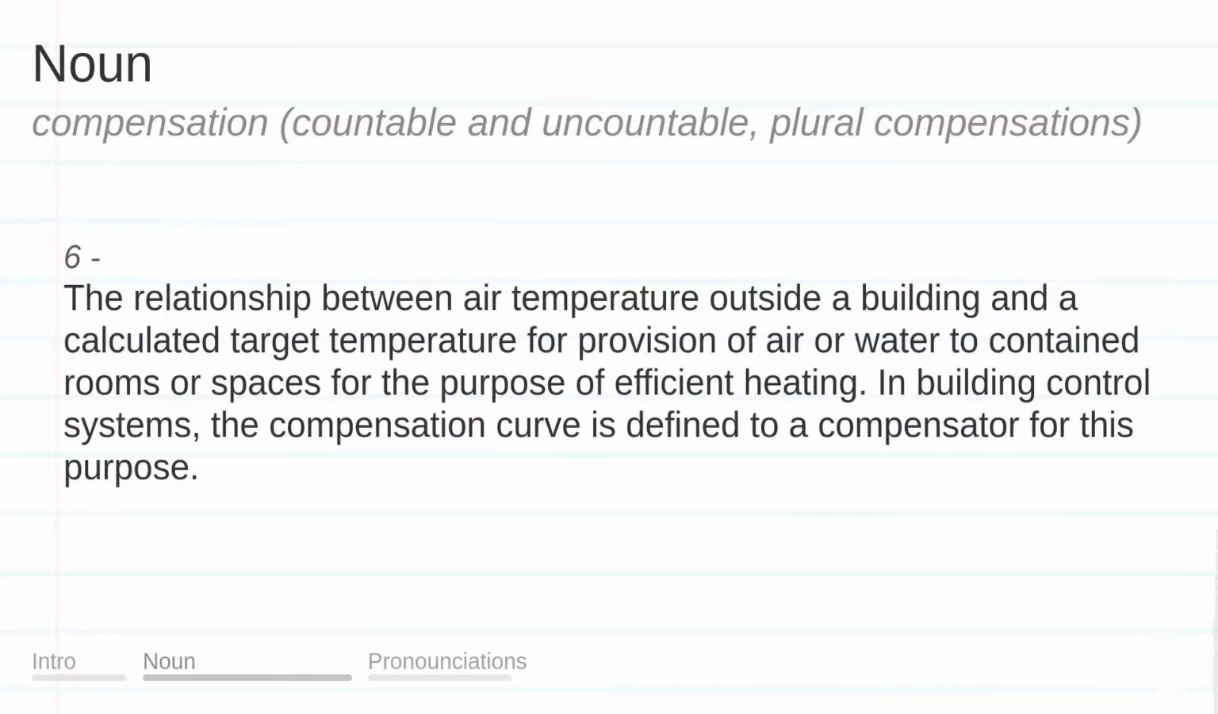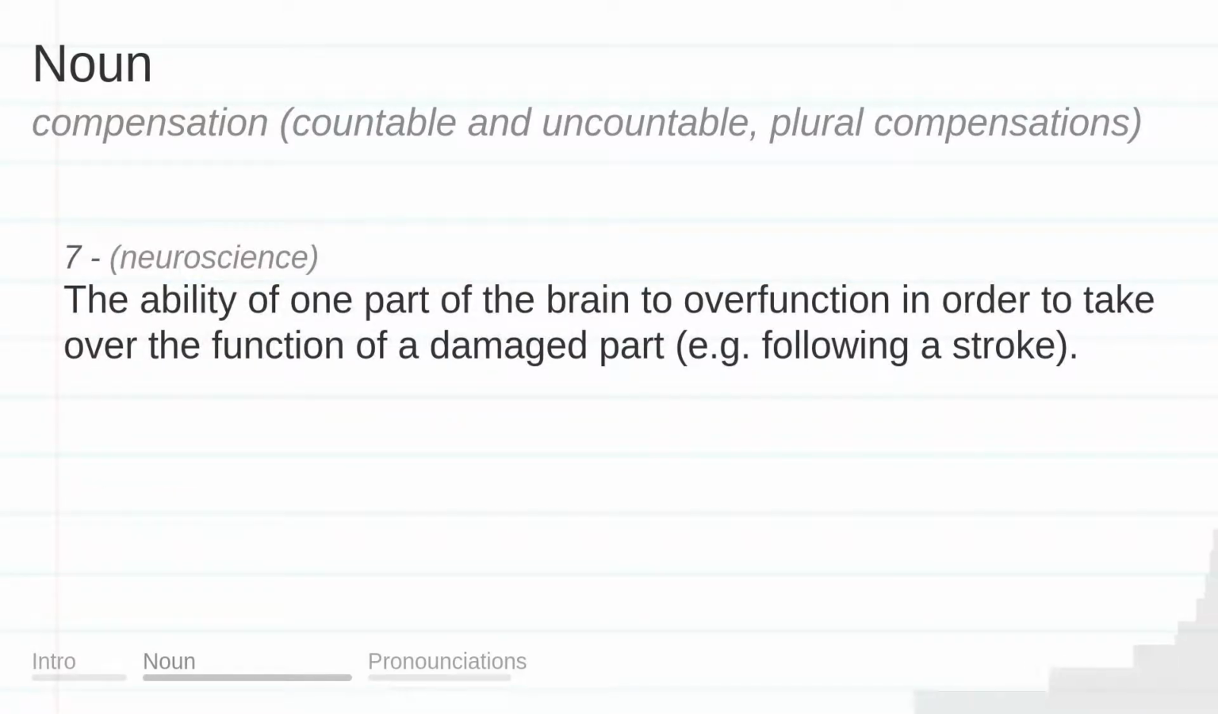The relationship between air temperature outside a building and a calculated target temperature for provision of air or water to contained rooms or spaces for the purpose of efficient heating. In building control systems, the compensation curve is defined to a compensator for this purpose. The ability of one part of the brain to overfunction in order to take over the function of a damaged part, e.g. following a stroke.